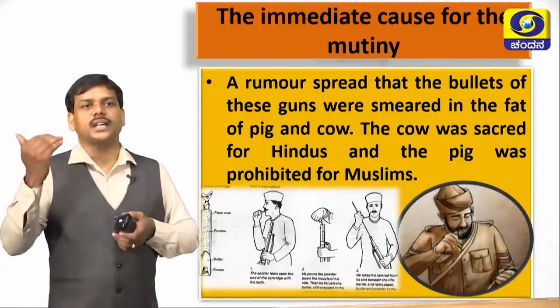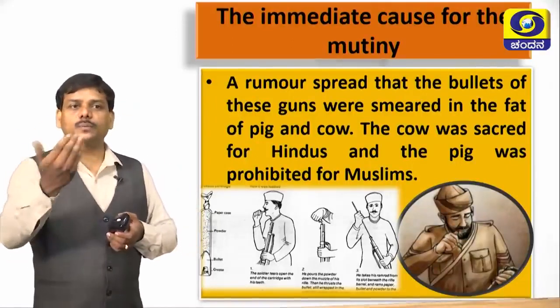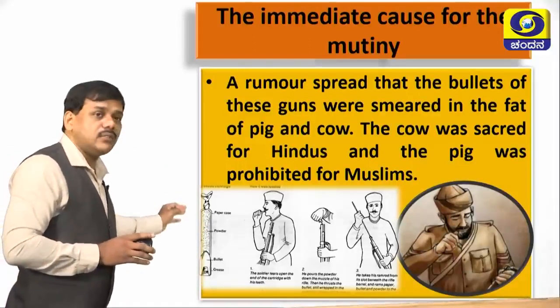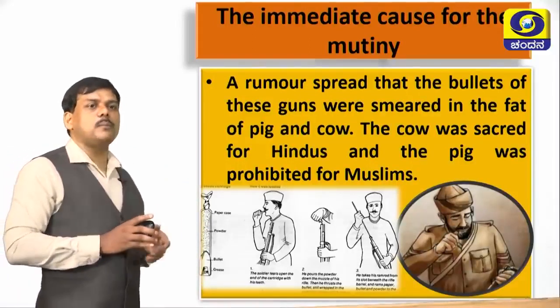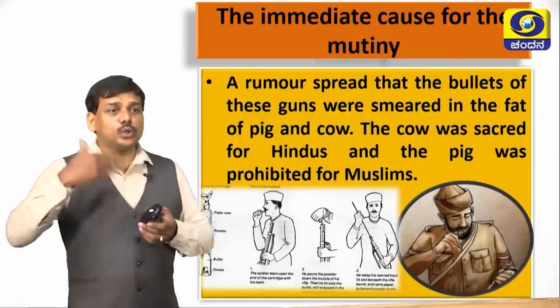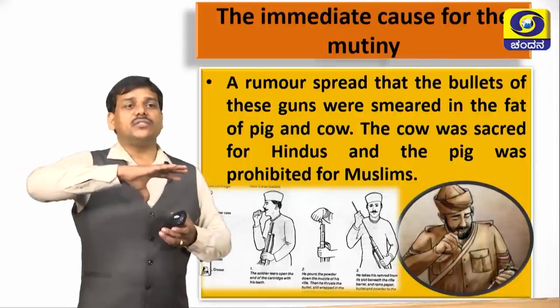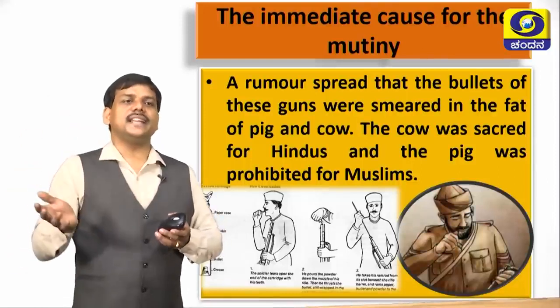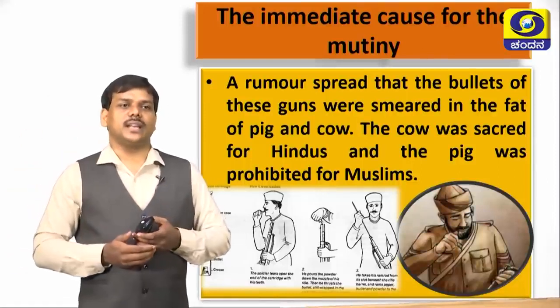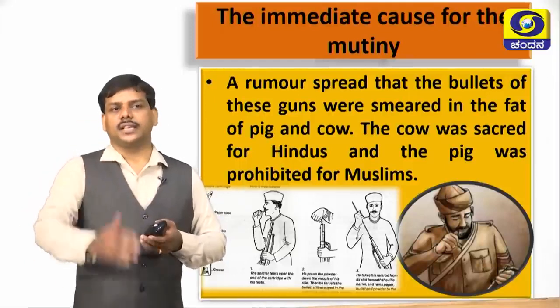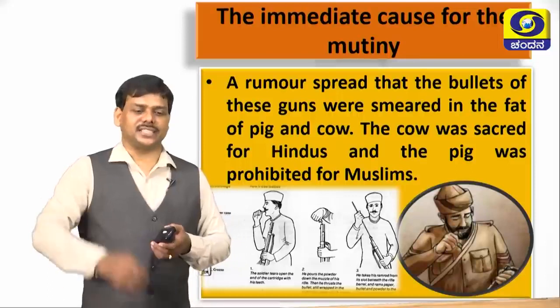The cow was sacred for Hindus and the pig was prohibited for Muslims. That's why Royal Enfield guns were opposed by Indians. They opposed to use the Royal Enfield gun. In this way, Royal Enfield guns became the immediate reason for the 1857 revolt. When Indians were forced to use the Royal Enfield guns, they protested against the British.